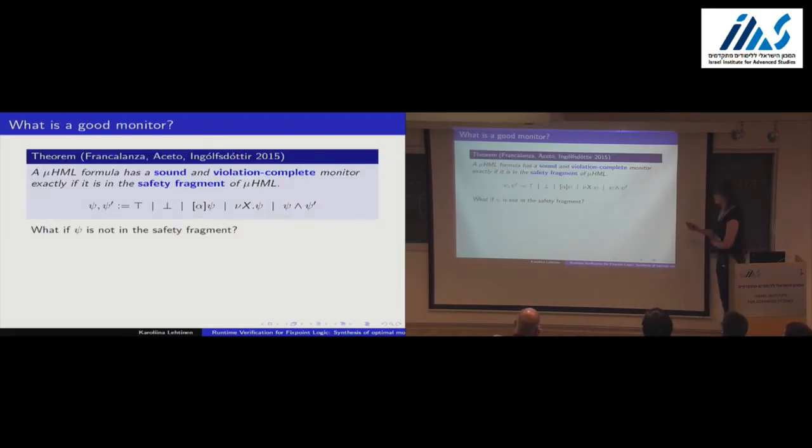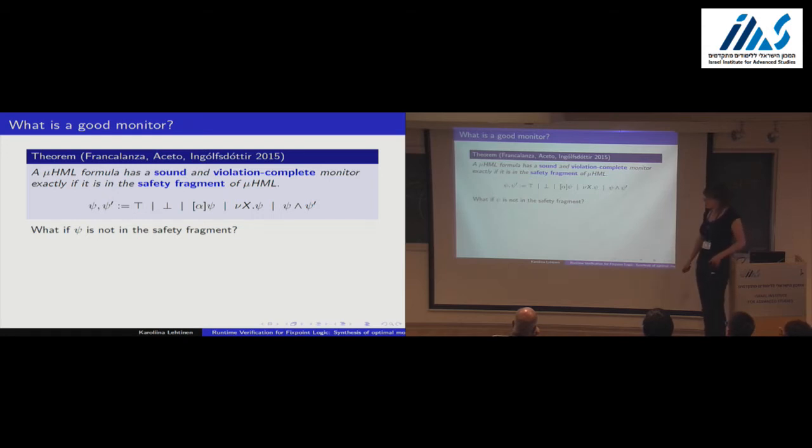So we can define some nice properties of monitors, such as it being sound. So if my monitor rejects a process, then that should guarantee that that process does not satisfy my specification. That's a sort of basic thing you want. Then you can also talk about completeness. So maybe you'd like your monitor to be able to reject all processes that do not satisfy your specification. However, that's quite a lot to ask. In fact, if you ask both of those things, it's been shown that you can only get such perfect monitors for a very small fragment of our logic, namely the safety fragment.